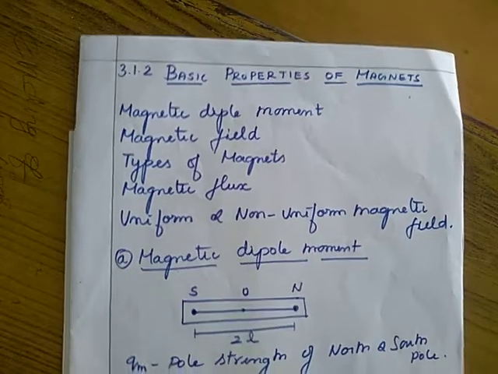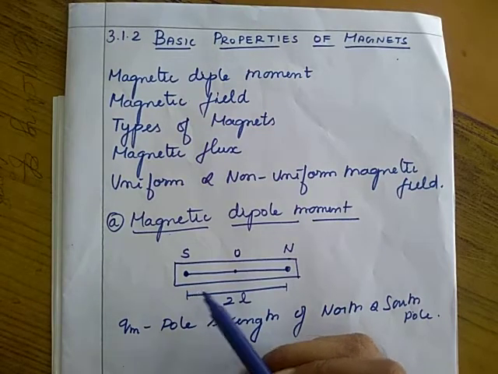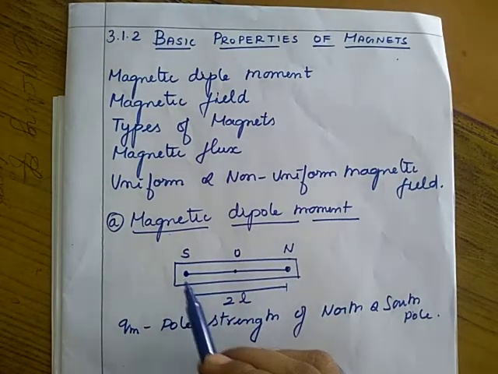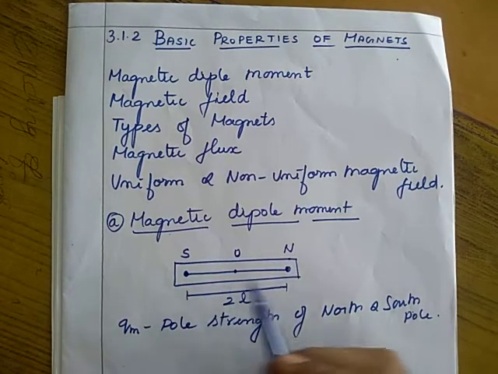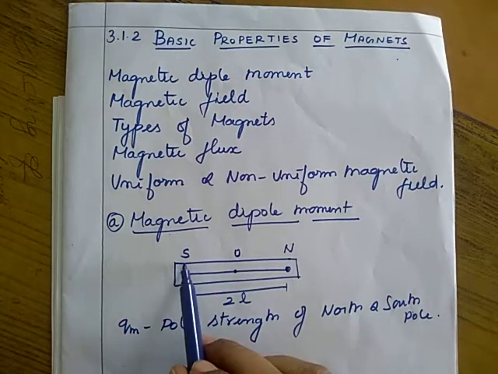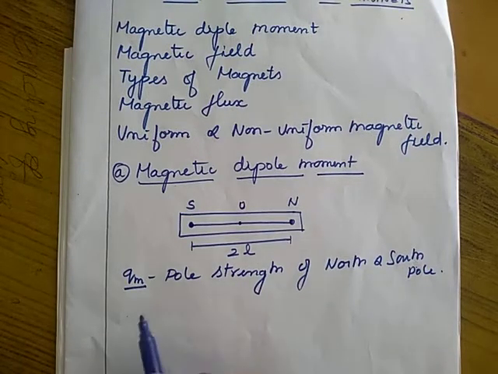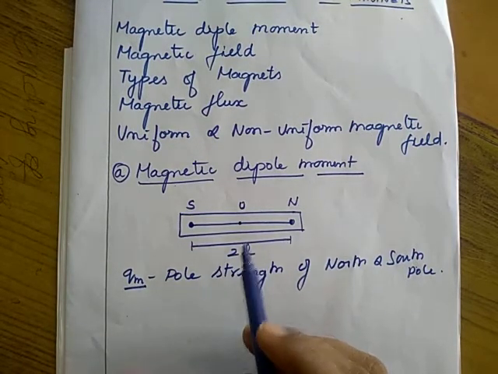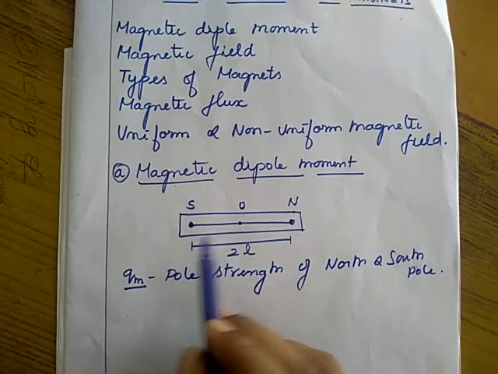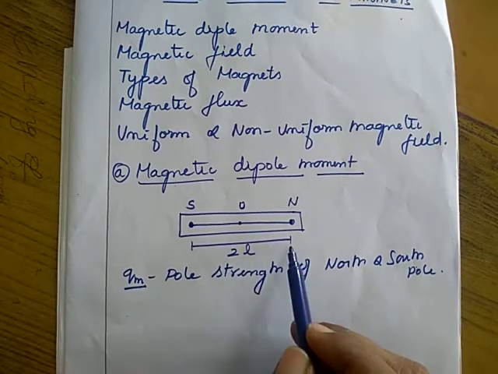So I consider a magnetic dipole. Here the bar magnet is nothing but a magnetic dipole. Here the south pole and north pole are separated by a distance 2L. Then this is known as a magnetic dipole. Here the poles south and north have the same pole strength, that is QM. Then the magnetic dipole moment is defined as the product of pole strength and magnetic length. Here this 2L is the magnetic length.